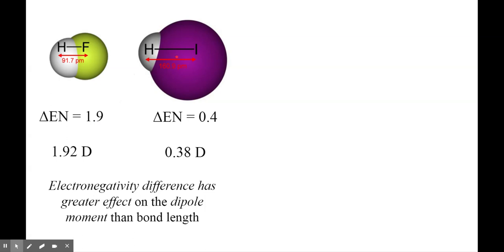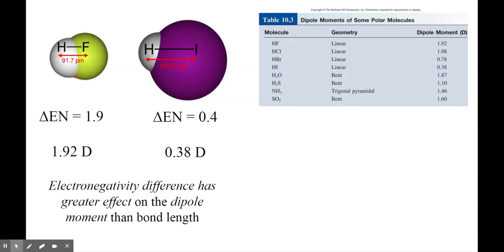So a bigger bond length, again, normally would indicate, oh, it's going to be more polar. But because iodine's electronegativity is so much smaller than fluorine's, it tends to cancel out. So all this to say, when you're comparing polarity, really just look at which one has the bigger difference in electronegativity. The length of the bond really isn't that big a factor.